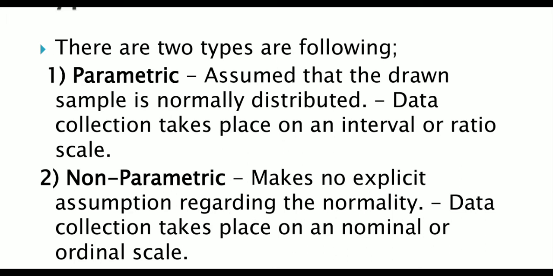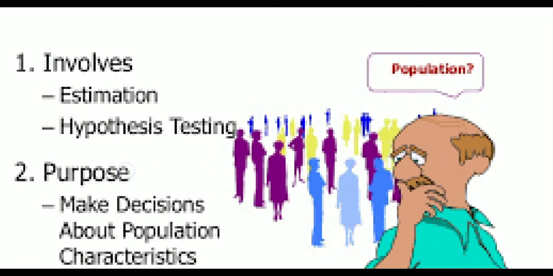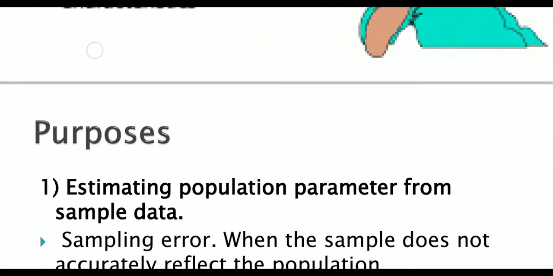Second is non-parametric. Non-parametric statistics refer to the statistical methods in which the data are not assumed to come from prescribed models that are determined by a small number of parameters. Examples of such models include the normal distribution model and the linear regression model. It means it makes no explicit assumption regarding normality. Data collection takes place on a nominal or ordinal scale. Inferential statistics involve estimation and hypothesis testing, and the main purpose of this is to make decisions about the population characteristics.